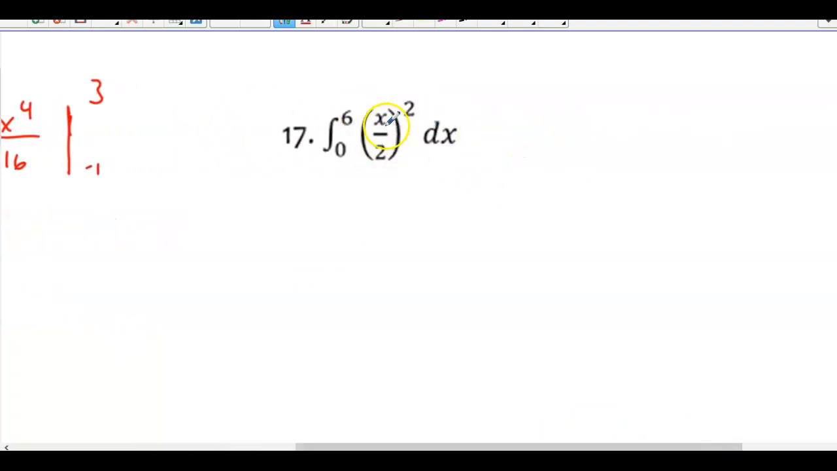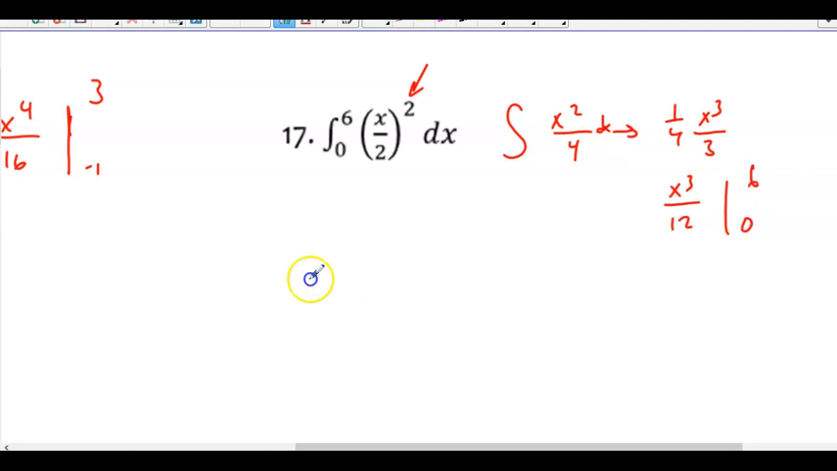This one right here, guys, we have a power. Apply the power to the whole parenthesis first. So x squared over 4. Now integrate this whole thing, dx. 1/4 x cubed over 3, which simplifies to x cubed over 12 from 0 to 6. F of 6 minus f of 0. And when you evaluate that, you get 18.